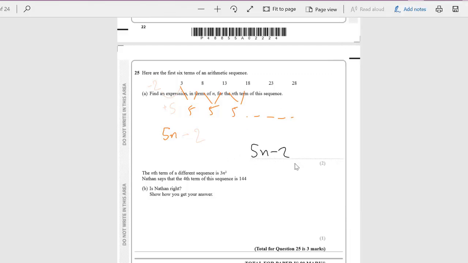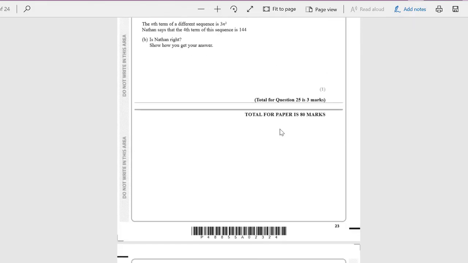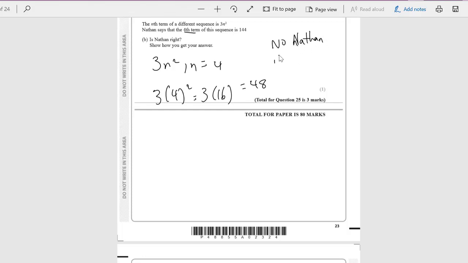So that's the expression. And then it says the nth term of a different sequence is 3n squared. Nathan says the fourth term of the sequence is 144. Is Nathan right? Show how you get your answer. So 3n squared. He says the fourth term, so that means n equals 4 in this case. So 3 times 4 squared, which is 3 times 16, which would give us 48. So unfortunately, no, Nathan is wrong. And that's the end of this paper.